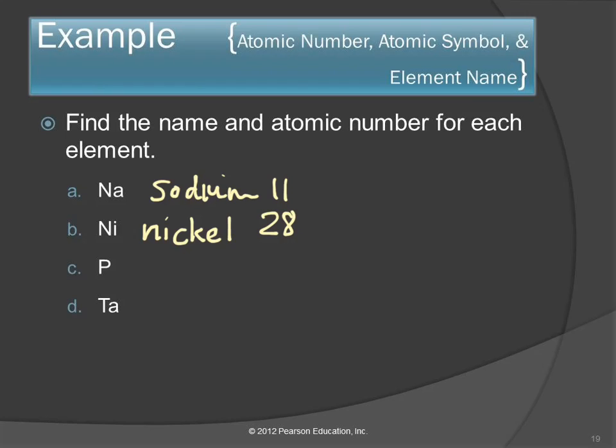P stands for phosphorus. Now, there's an English and a non-English spelling of phosphorus. English meaning British. The British put an extra O in there. And I've spelled phosphorus wrong for many, many years. What's the atomic number of phosphorus? 15. What's Ta?